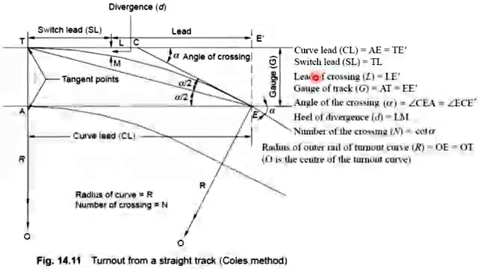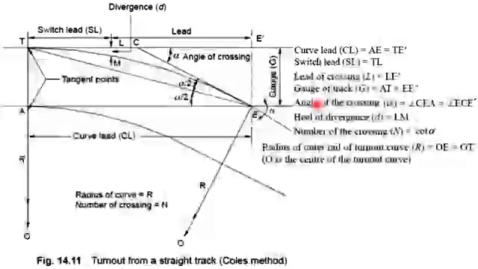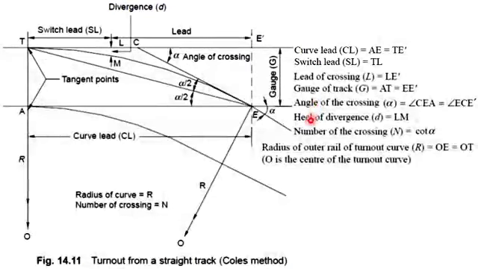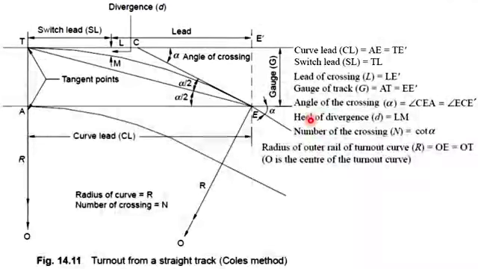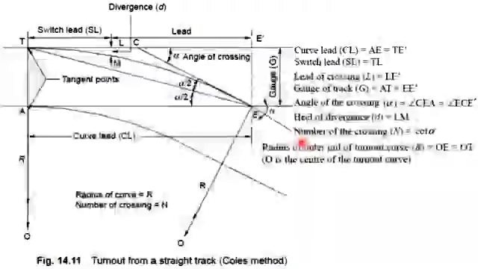Similarly, switch lead is TL, lead of crossing is LE dash, gauge of track is AT or EE dash, angle of crossing alpha is the angle CEA or ECE dash. Heel of divergence is the distance LM. Number of crossing is denoted by the alphabet N and it is given by cot alpha, that is cot of the angle of crossing.